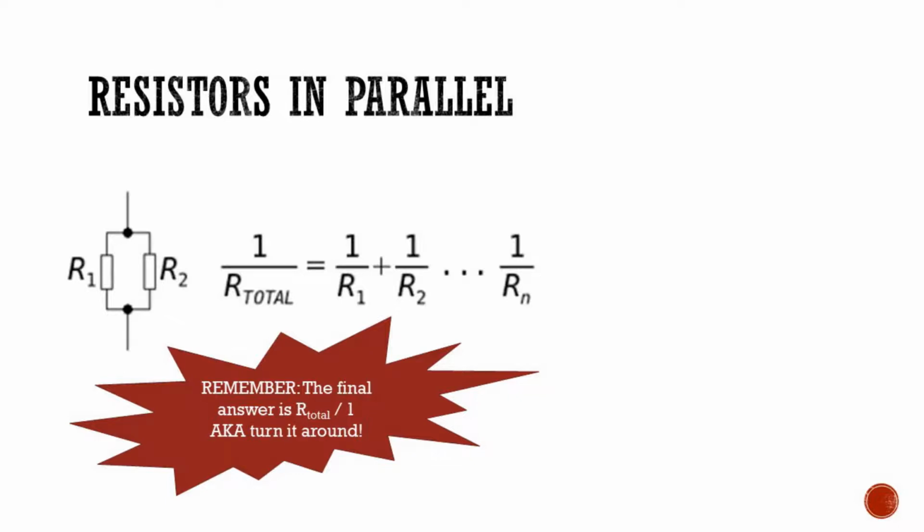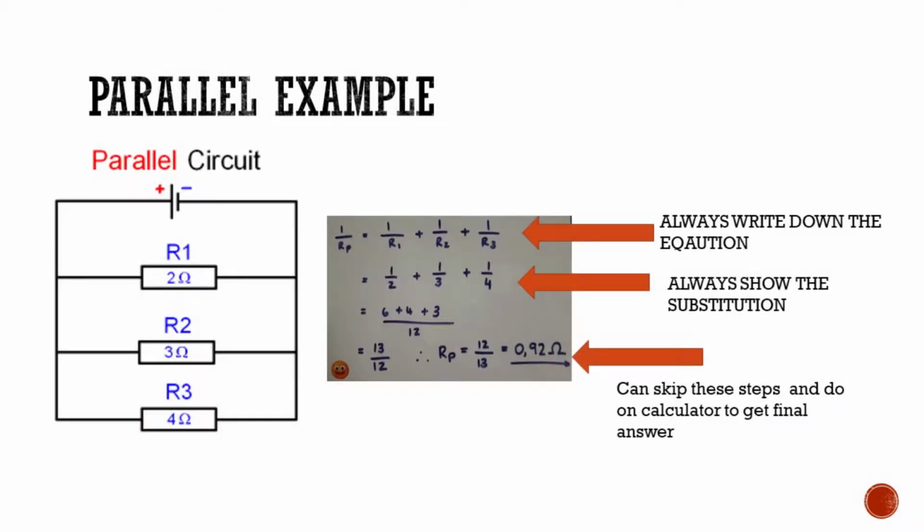And just remember though, we don't want 1 over R as a final answer. We want R over 1. So in other words, you have to turn it around. If we look at this example over there, it is always important to write down the equation. So here, 1 over R, if you write 1 over RP or 1 over RT, for total, or P for parallel, or draw 2 parallel lines, it really doesn't matter which one you use. But you always have to write down the equation. Remember, no equation, no marks.